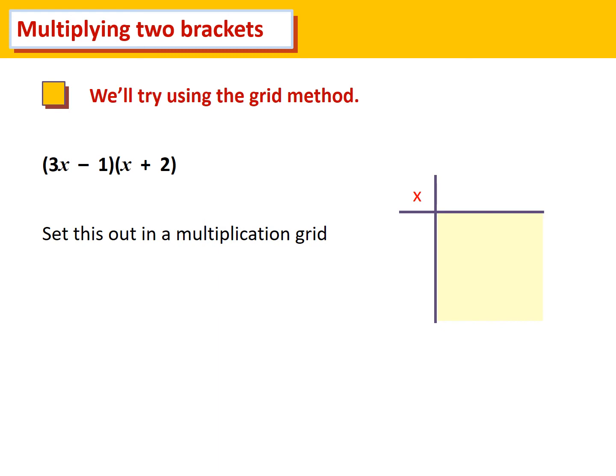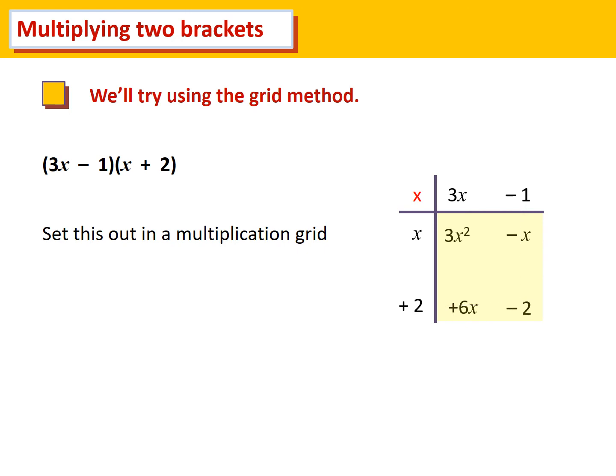We set this out in exactly the same way. 3x subtract 1 on one side, x plus 2 on the other, and we multiply the sections. 3x times x, 3x squared. X times negative 1 is negative x. 2 times 3x is 6x. And finally, positive 2 times negative 1 is negative 2.